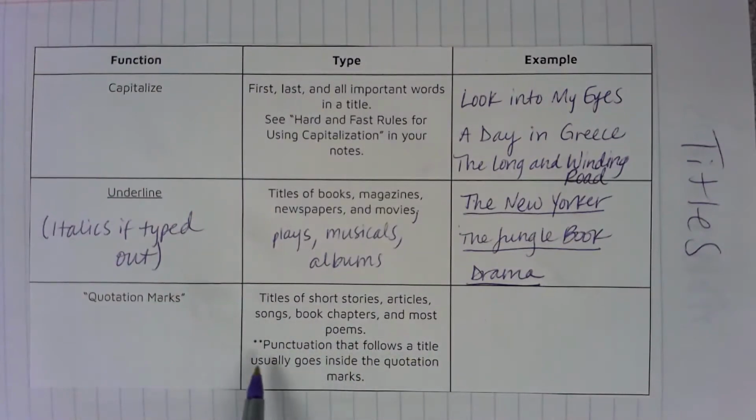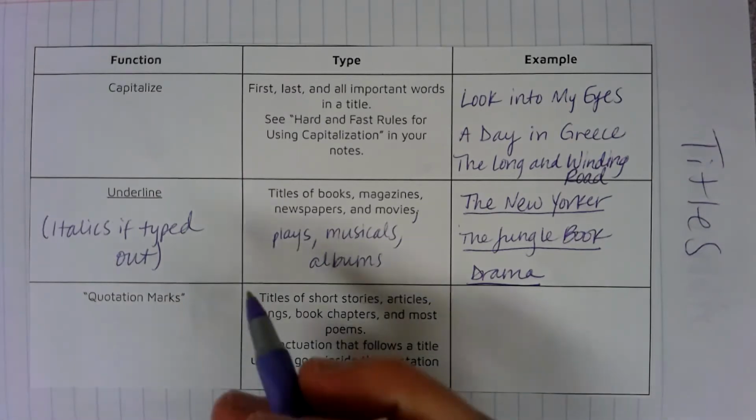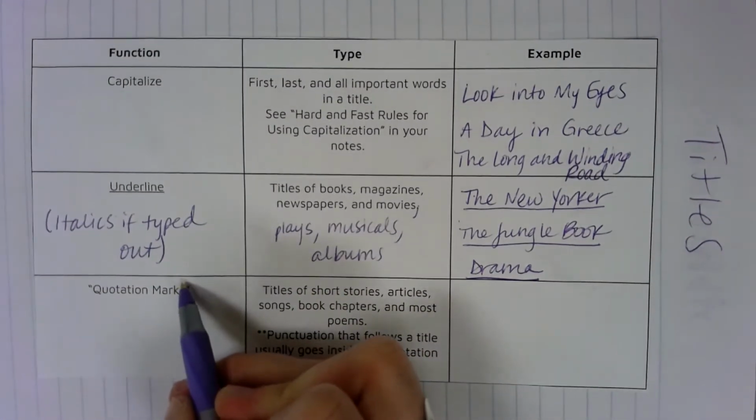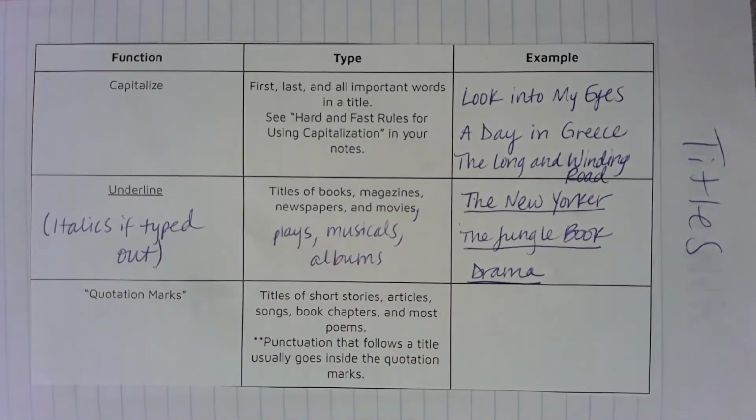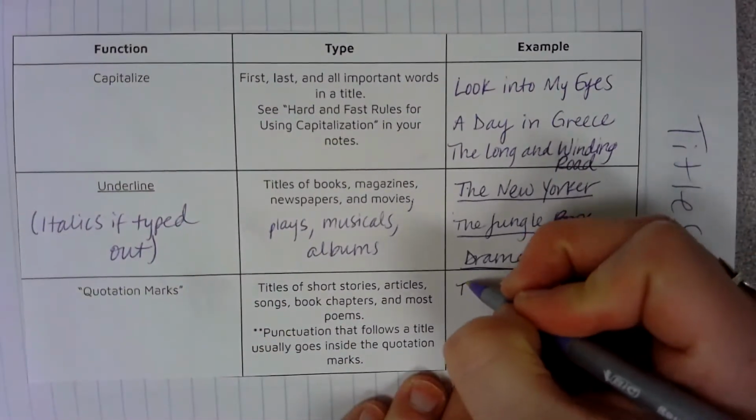Punctuation that follows a title usually goes inside the quotation mark. So if there is a bit of punctuation, like a period or an exclamation point in your title originally, when you're writing it out, you have to put the punctuation mark inside the quotation mark, in between the last letter and the quotation. Okay, so here are a few.